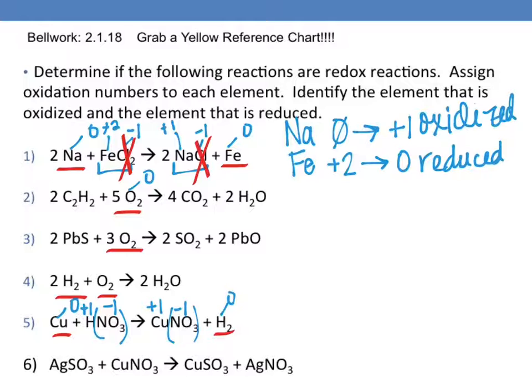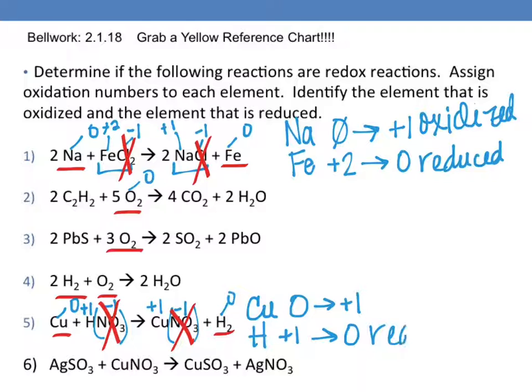And copper is +1. So whose oxidation number did not change? That would be nitrate. So nitrate's out of the picture, and we are left with copper and hydrogen. Copper goes from a 0 to a +1, and hydrogen goes from a +1 to a 0. So whose number went down? Hydrogen's number went down, therefore hydrogen is reduced, and copper is oxidized. Okay?